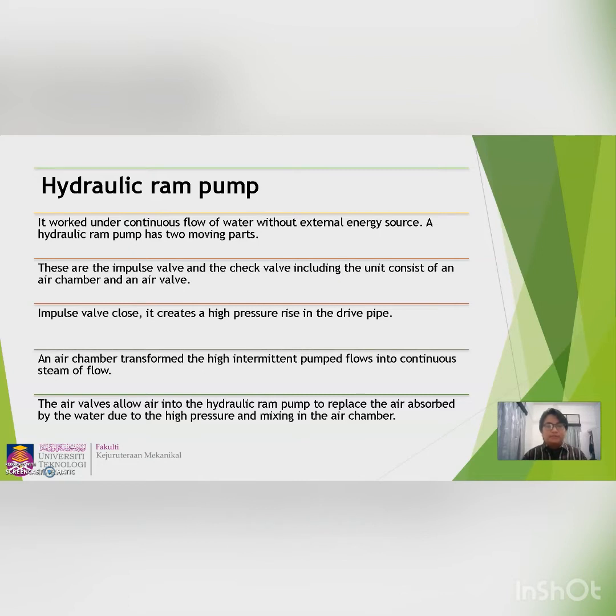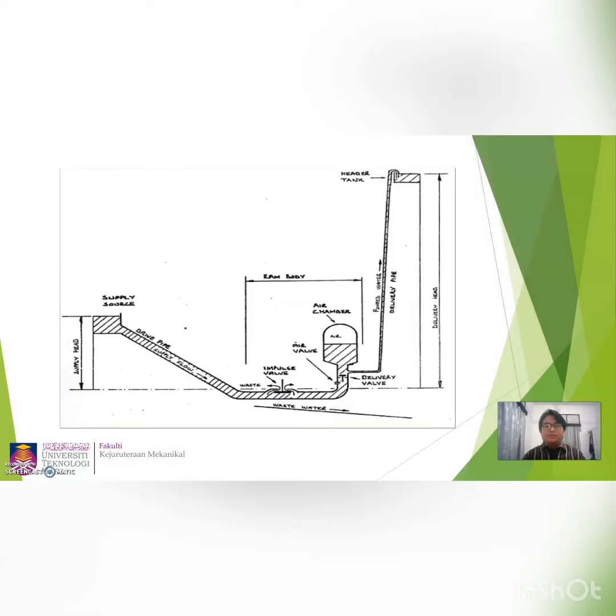When the impulse valve closes, it creates a high pressure rise in the drive pipe. An air chamber transforms the high intermittent pump flows into a continuous stream of flow, and this is called the water hammer effect. The air valve allows air into the hydraulic ram pump to replace the air absorbed by the water due to the high pressure and mixing in the air chamber. This is the diagram of the hydraulic ram pump.